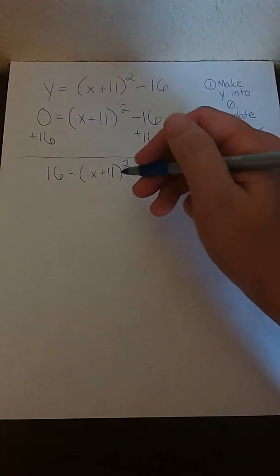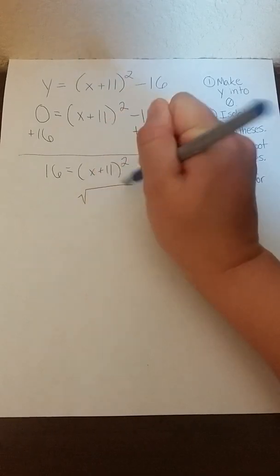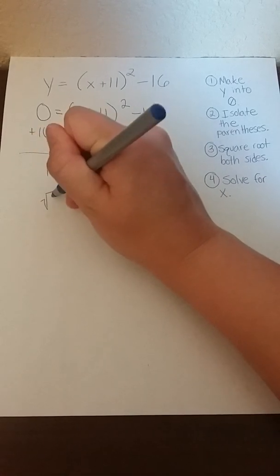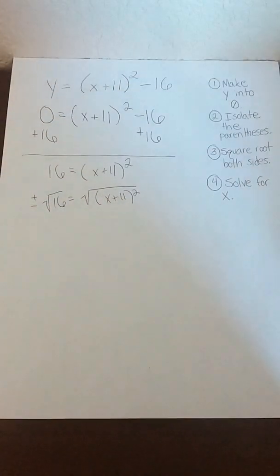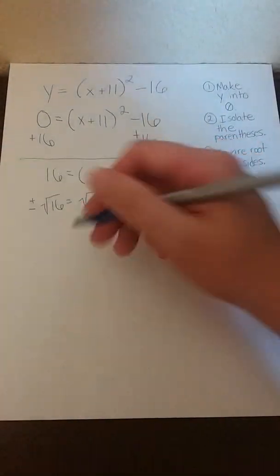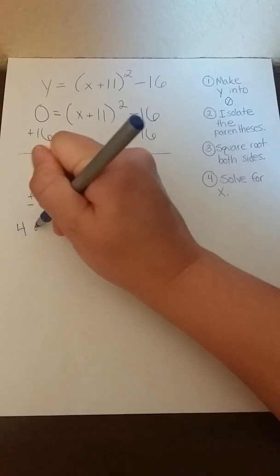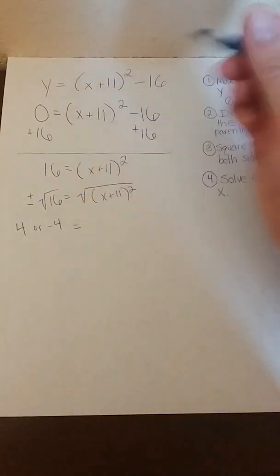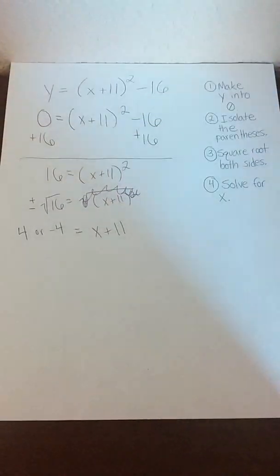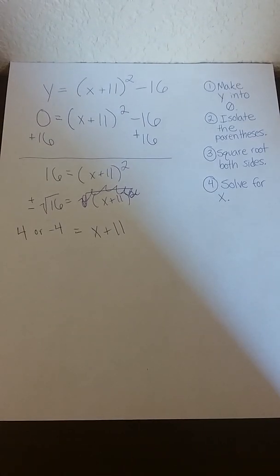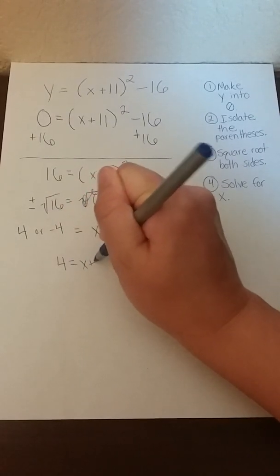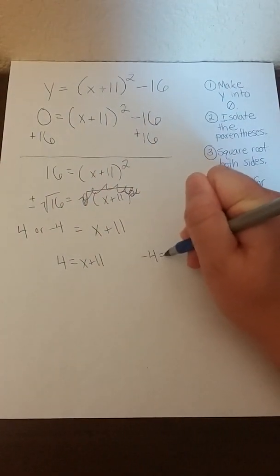Next, I'm going to square root both sides to get rid of squared. So I square root both sides. And I'm going to make it plus or minus because I'm going to use the positive and the negative answer. Square root of 16 is 4, so I'm going to be using 4 and negative 4. And then over here, square root and squared cross off. So I have to solve this twice. I have to solve it once with 4 and once with negative 4. So I have 4 equals x plus 11, and negative 4 equals x plus 11.